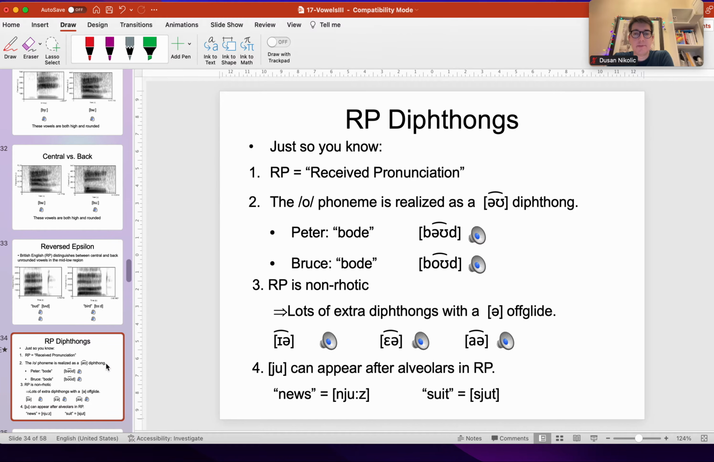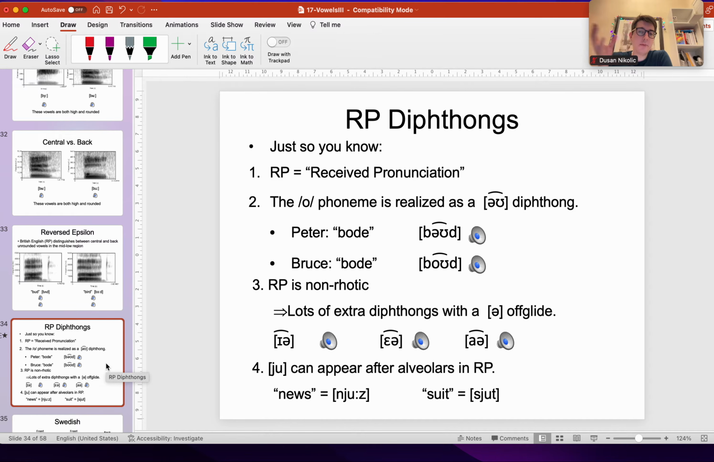Okay. Just so you know, RP stands for received pronunciation. I told you the reason for that. The O phoneme is realized as O, as if they have Canadian raising already. So that's how this is realized.